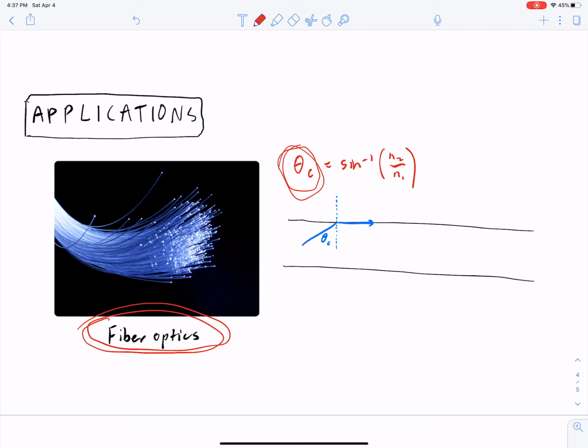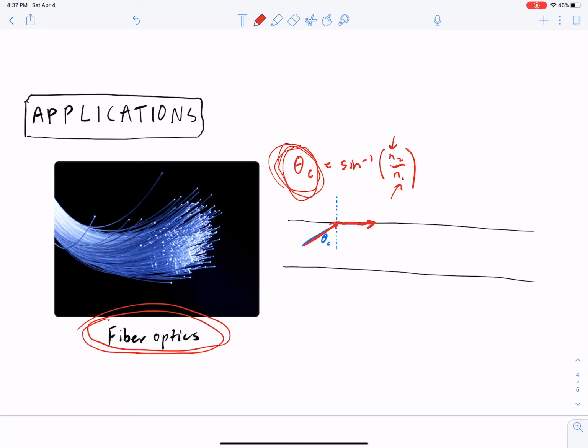Critical angle basically says, what's the smallest angle that I can come to this border at and have light stay in that first medium? And basically, we can solve for this critical angle by saying theta 1 equals sine inverse of your N2 over N1. And then that'll tell you what your critical angle needs to be.